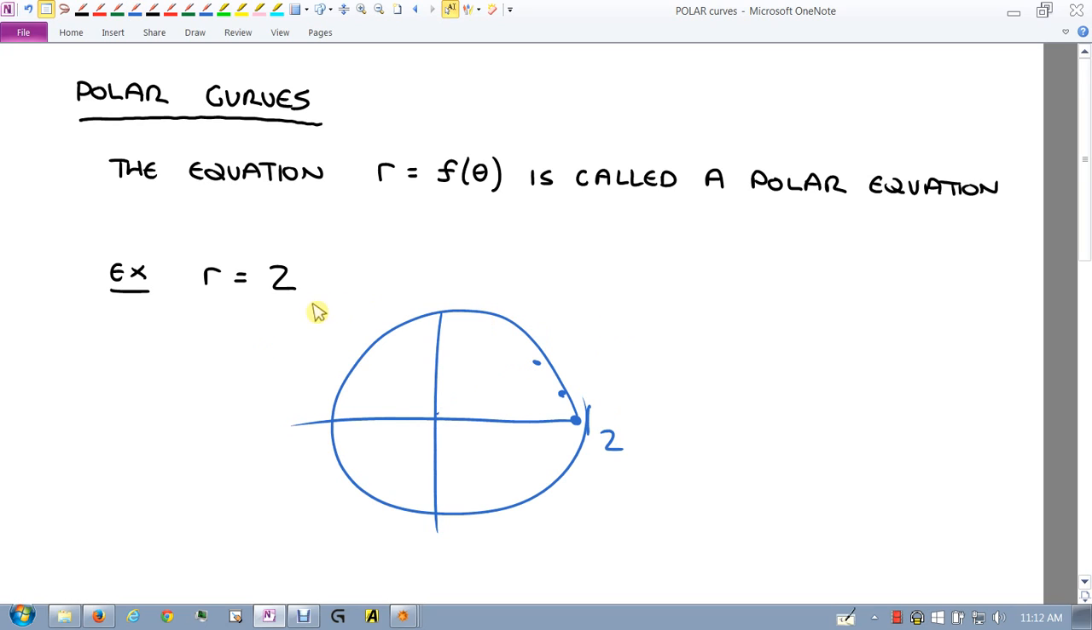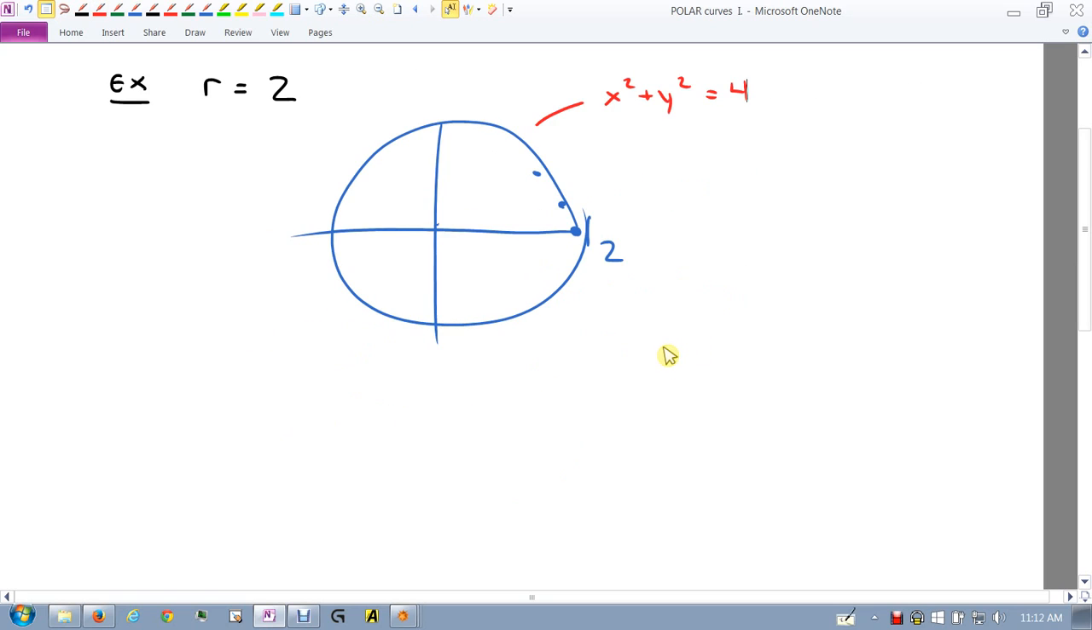But isn't that a very simple equation compared to the Cartesian equation for this circle? What's the Cartesian equation for this circle? x squared plus y squared equals 4. And we know that working with that equation in Cartesian is a little bit troublesome sometimes, compared to that equation, which is like a constant equation. So very, very easy to mess with.